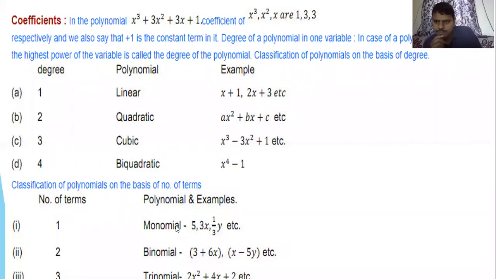Biquadratic polynomial. You have four terms? Yes, sir. If more terms are there, whether monomial, binomial, trinomial, you can call it a polynomial only, no problem. These are all polynomials, but some have special names if 1 term, 2 terms, or 3 terms are there. The fourth term is not there here. It's no need of that. No need to remember all things.